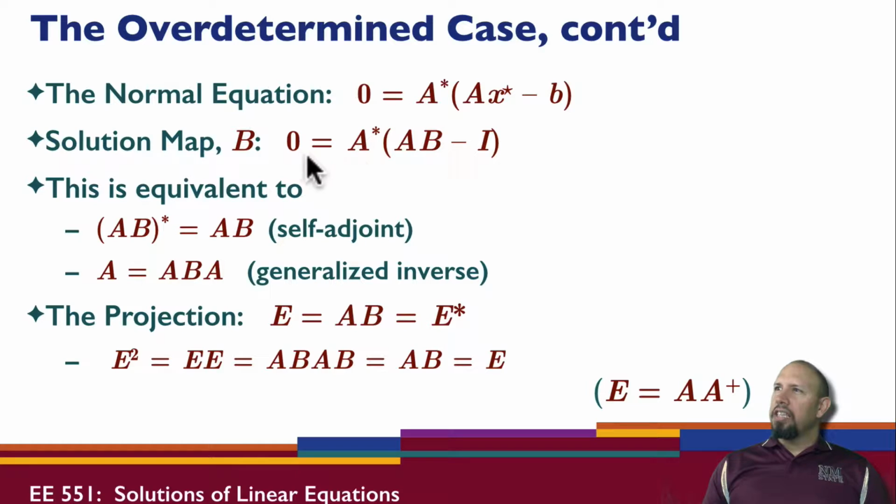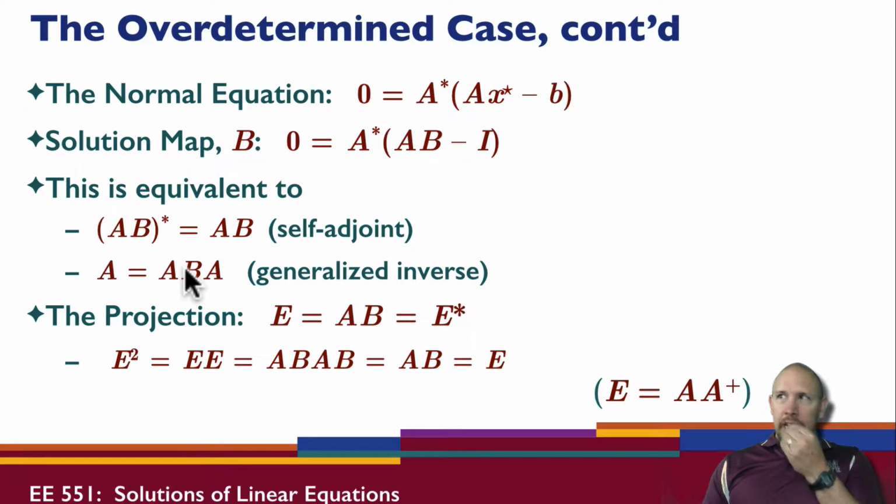Now, if I look at what this equation is, if I multiply through by A adjoint, that's going to give me A adjoint A times B is equal to A adjoint. And I can go through and show that this equation being equal to 0 actually implies these two equations: AB adjoint is equal to AB, and A is equal to ABA. And so we can go through and prove that this one equation is equivalent to these two equations. This equation shows that AB is self-adjoint. This equation is the equation for what's called a generalized inverse. That is, B is a generalized inverse of A.